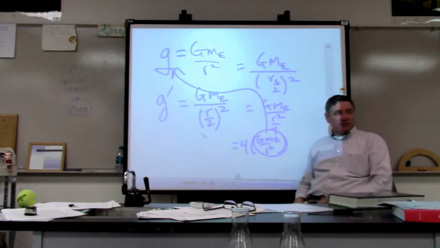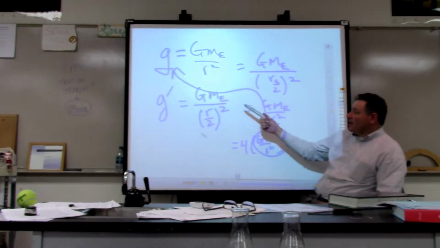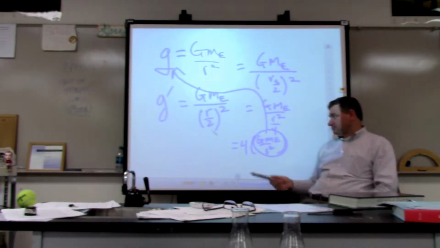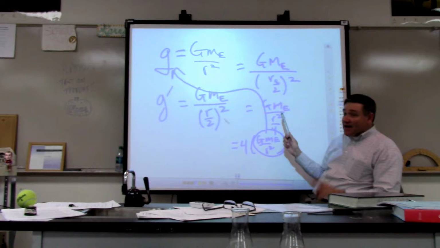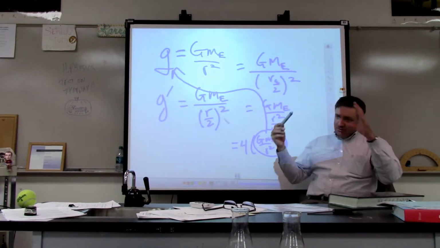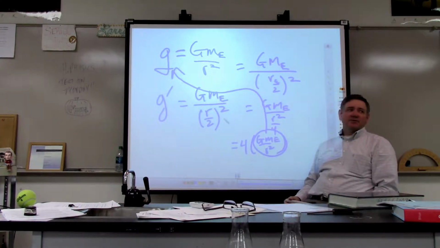Now, an interesting thing would happen. What if I reduced the mass of the Earth by half, but then at the same time I double the mass of the Earth? So I reduce it by half, but then I double the mass of the Earth. So you double the half? No.